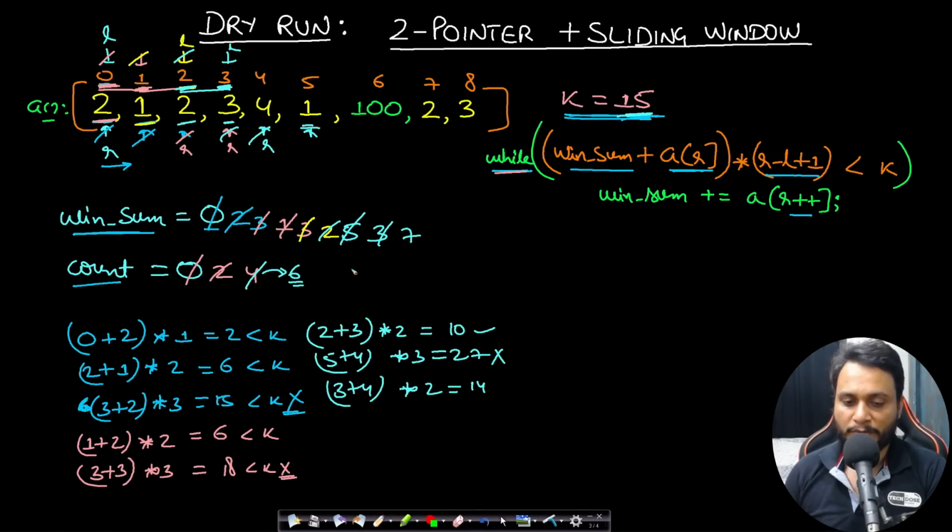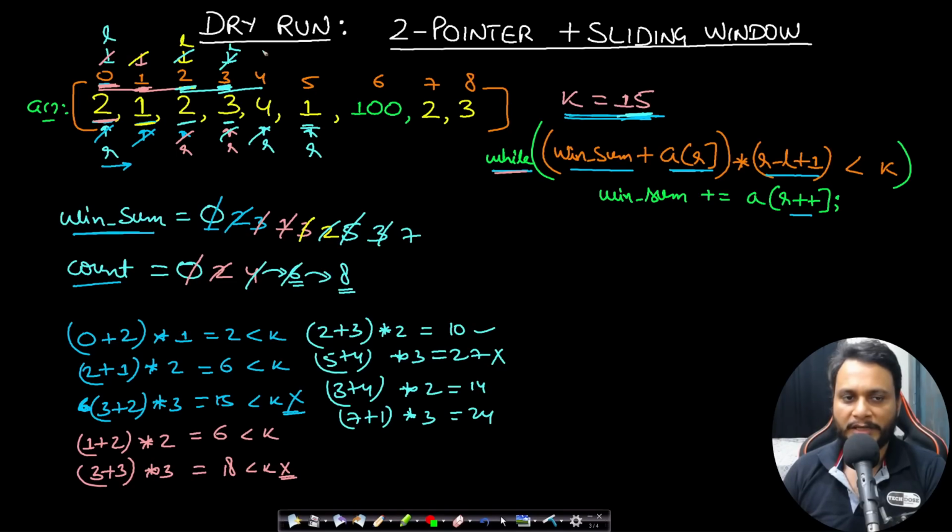Now can you include this 1 as well? So the current sum being 7, add 1, it becomes 8 times 3 becomes 24, which is not less than 15. So we have to stop here. So the number of valid subarrays starting at 3 will be 3, 3 and 3, 4. So 2 count will be added to 6 and this becomes 8.